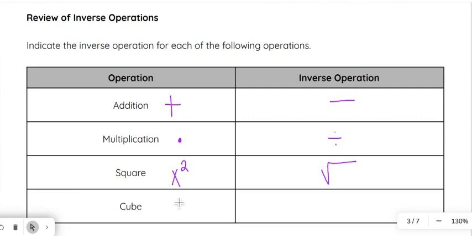In a similar concept, the cube, which is, for example, x cubed, raising to the third power, the opposite or the inverse operation of that is going to be the cube root. So those are some key functions or operations that you'll see, and their inverse operations.